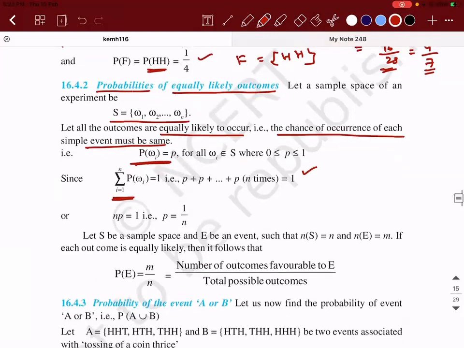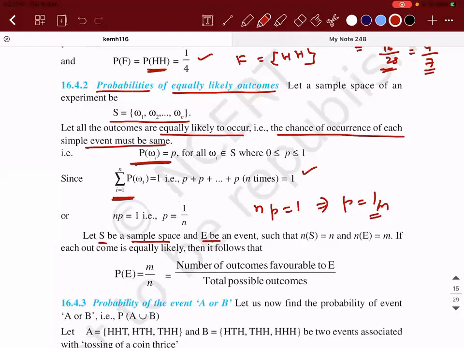Okay, from that what they are trying to say is the number of P's, n multiplied with P, will be equal to 1. Why is it so? Because when you add all the P's together n times, you will get nP is equal to 1. So P will be equal to 1 divided by n. So from this, they are trying to define something like this.